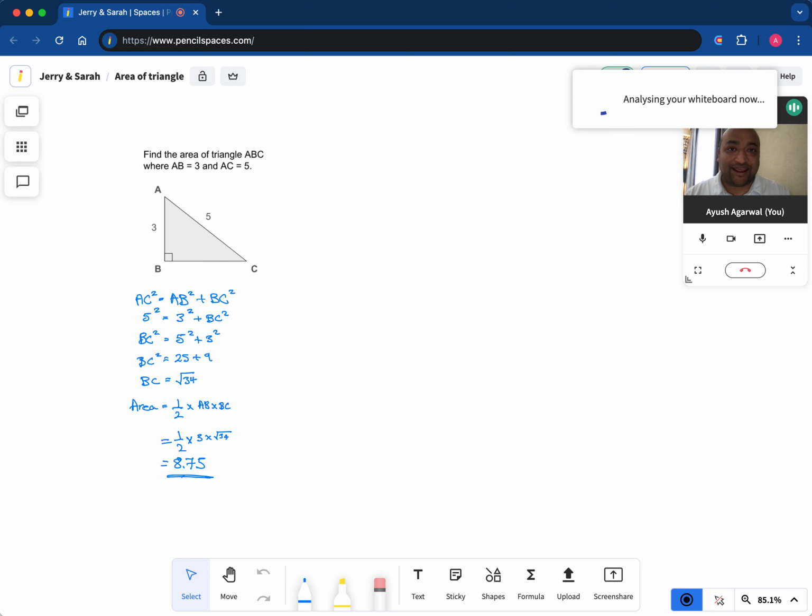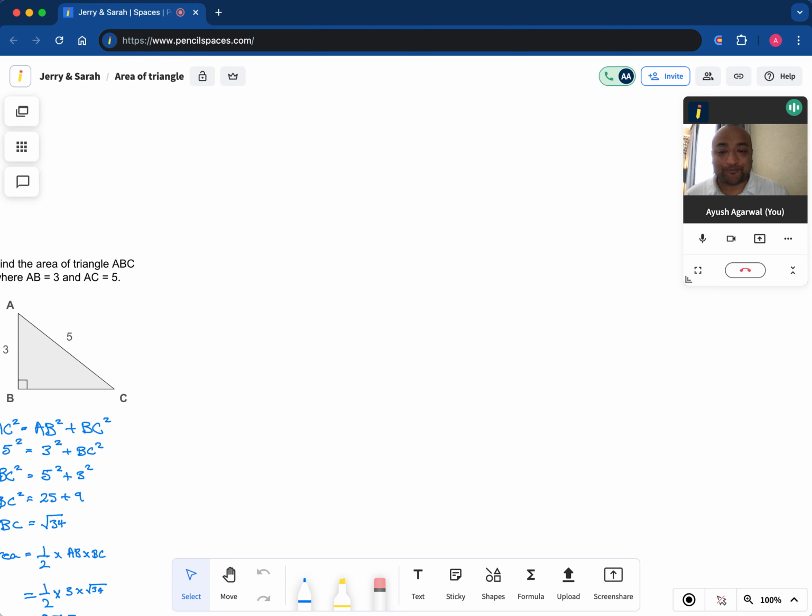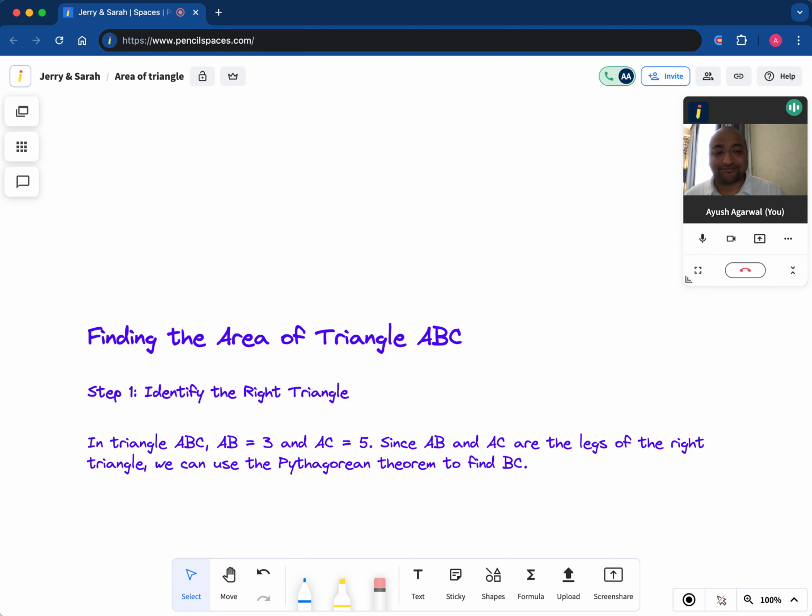So what's happening right now is the AI system is looking at the work here. Let's start by reviewing the question and your solution. You are asked to find the area of triangle ABC where AB is 3 and AC is 5. You correctly identified that this is a right triangle with AB and AC as the legs and BC as the hypotenuse. However, there are some mistakes in your calculations. Let's go through the correct steps together.